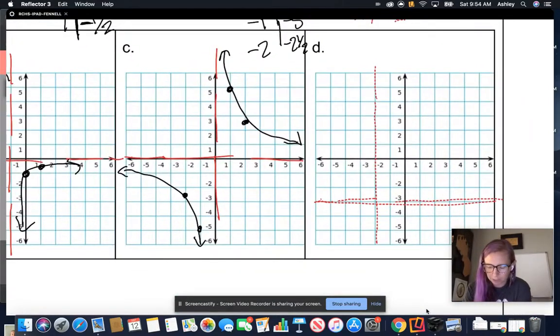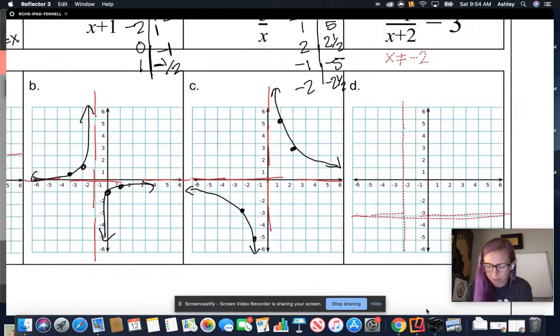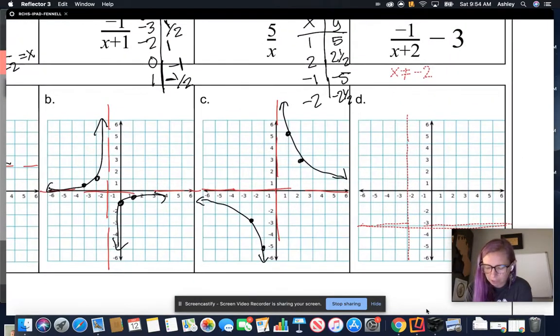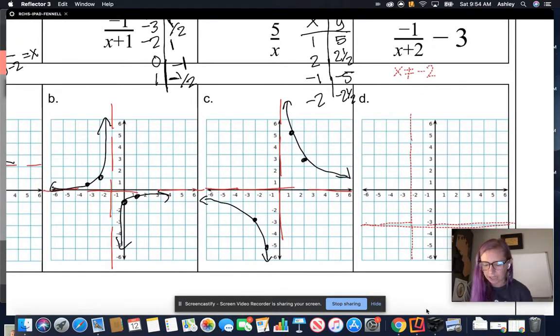So I would plug in -1, for example, to see where that point's going to be. So when I do -1, I get -1 divided by 1, which is -1, minus 3 is -4. So -1 gives me -4 down here. Okay, so let's put that point right there. All right. So again, this curve is going to look like that.